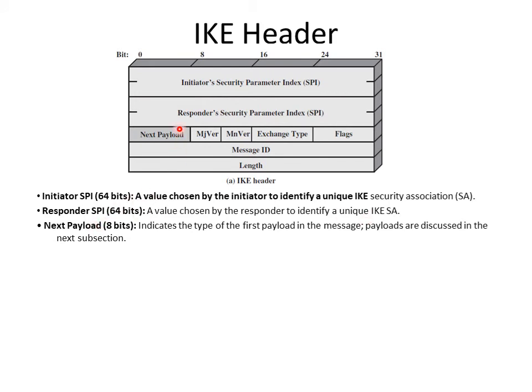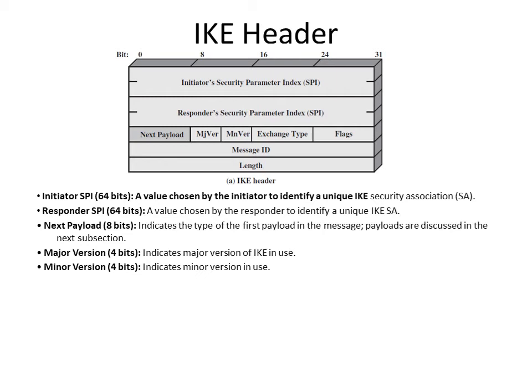Next is next payload. This is 8 bit, and it indicates the type of the first payload in the message, and payloads are discussed in subsequent sections. Major version, 4 bit here, indicates the major version of IKE in use. Minor version indicates the minor version of IKE that is in use. Next is exchange type. This is 8 bit and it indicates the type of exchange. These are discussed again later on.